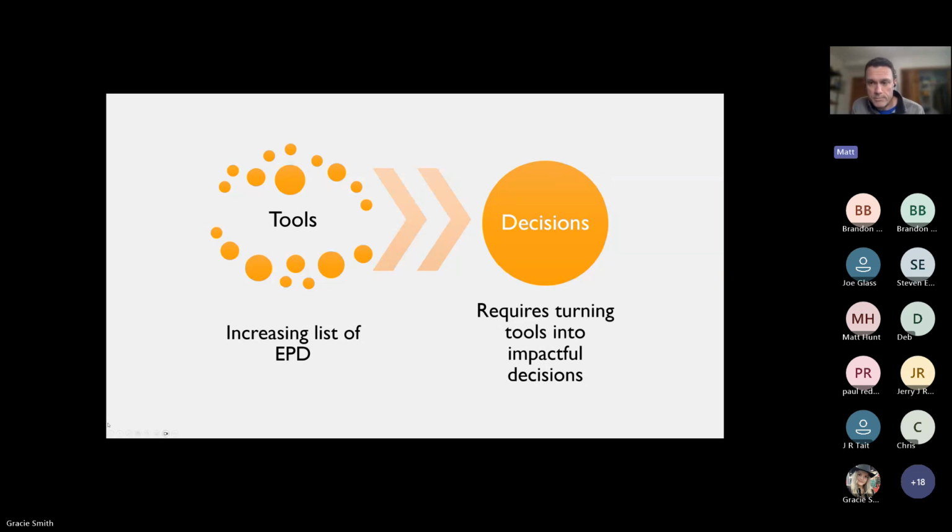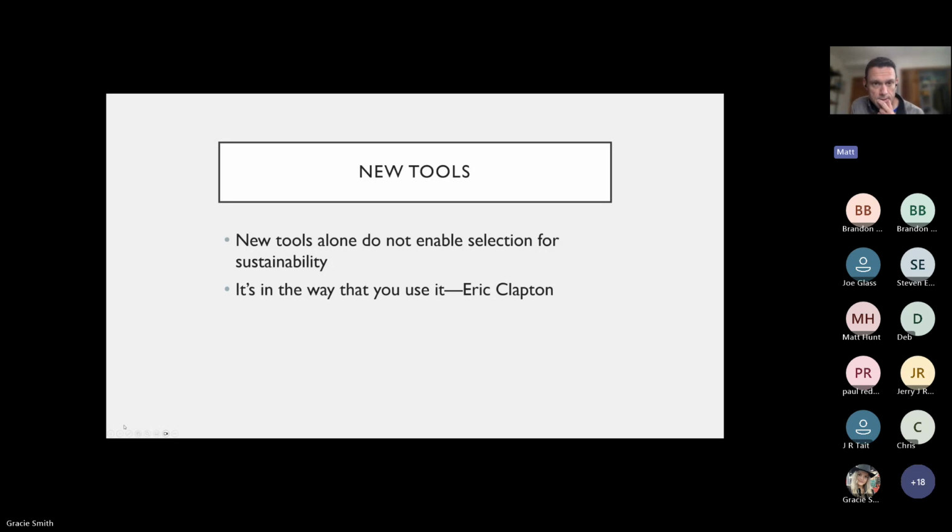All right, I think I have maybe just a couple more slides here. Even though, as you think about using and developing indexes, new tools alone don't enable selection for profit or for sustainability. To quote Slowhand, it's in the way that you use it, right? Any tool can be misused. You have to use the right tool for the right job.